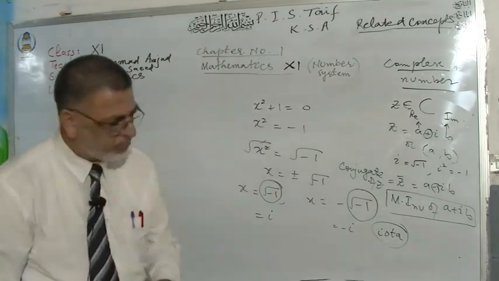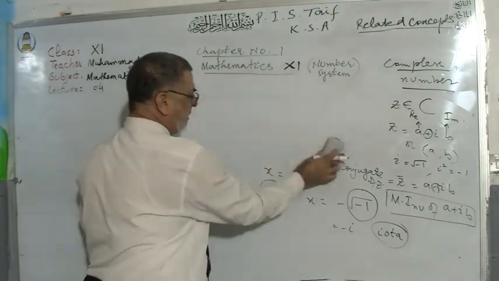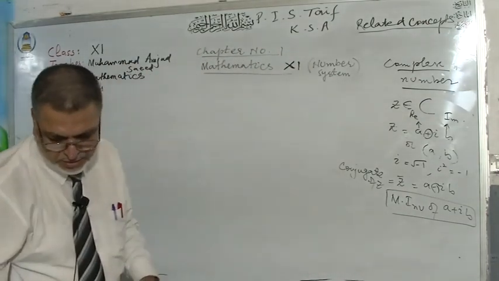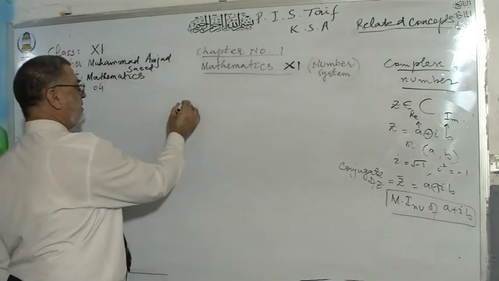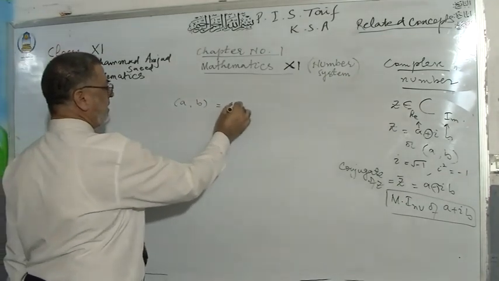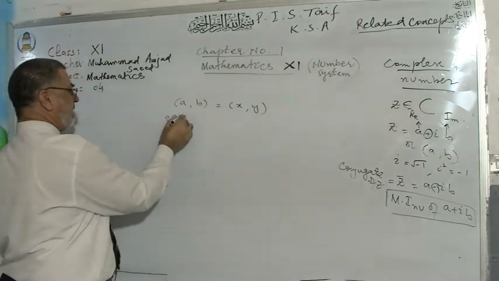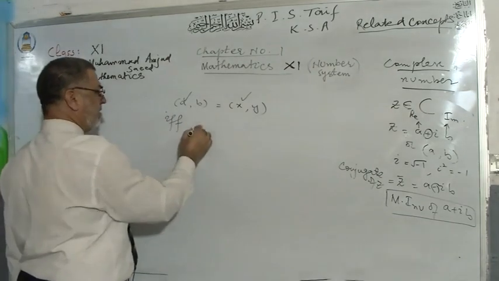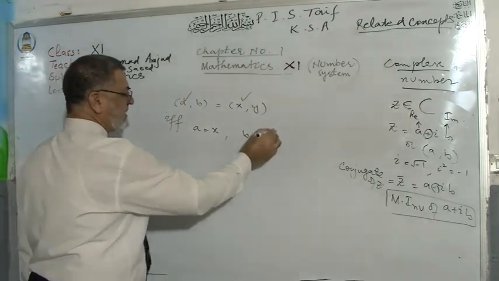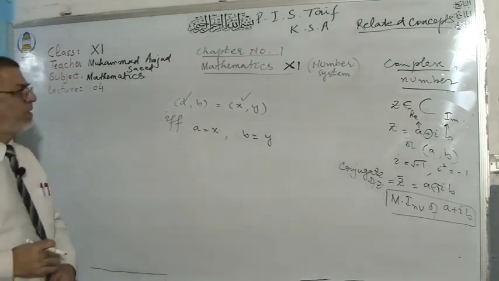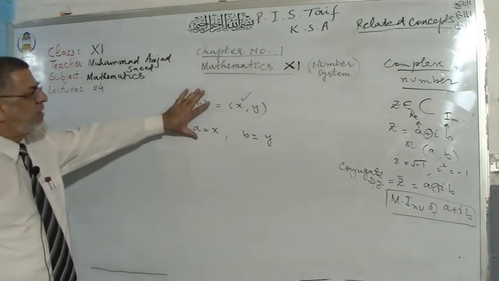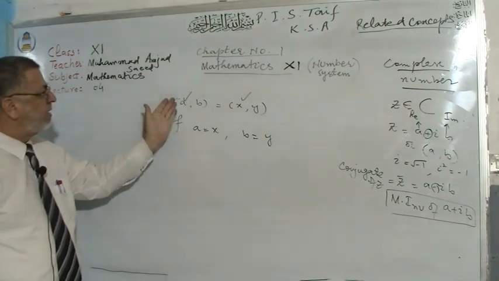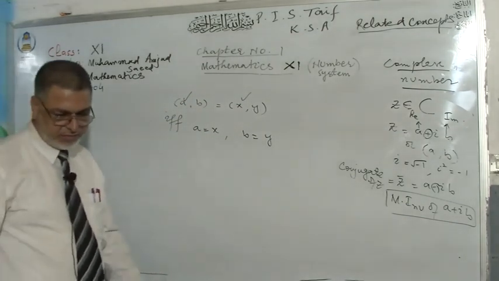After that, two complex numbers will be same. A, B is equal to X, Y if and only if real is equal to real and imaginary is equal to imaginary. Two complex numbers are always equal if and only if first is equal to first and second is equal to second, real is equal to real and imaginary is equal to imaginary.